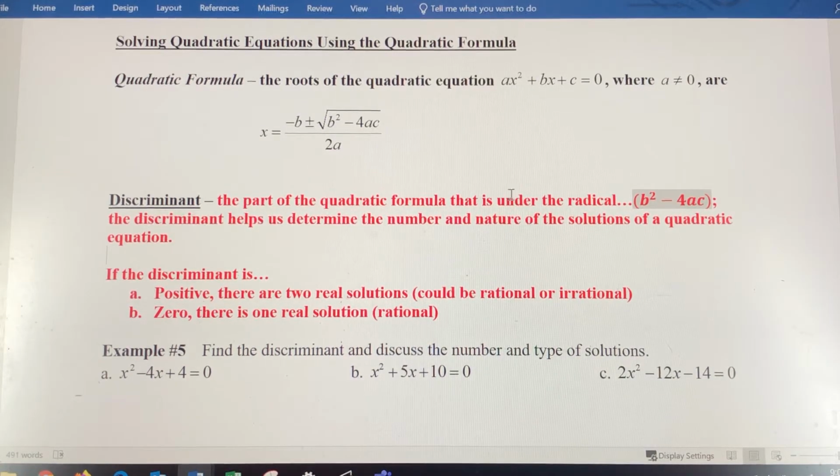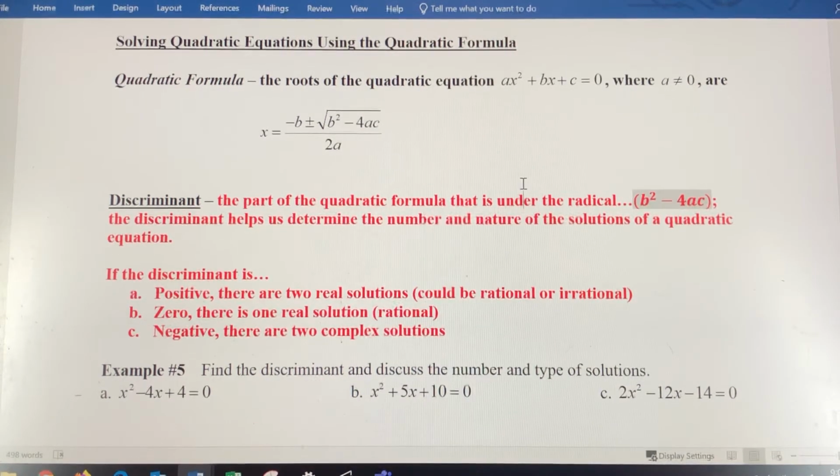And then finally, the discriminant could be negative. If the discriminant is negative, we're going to have a negative value underneath the radical. That means we're going to have two complex or two imaginary solutions, okay? So the discriminant tells us how many solutions we have. It's either going to be 2 or 1, okay? And whether or not they're real or imaginary, okay?